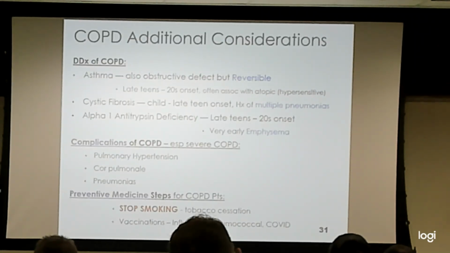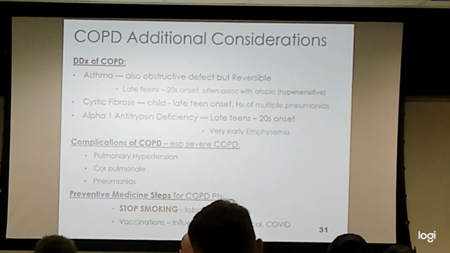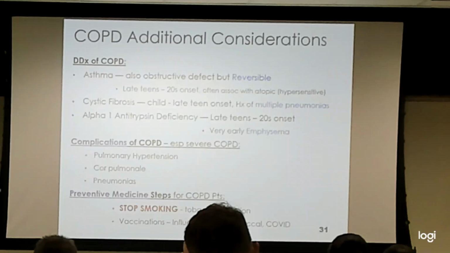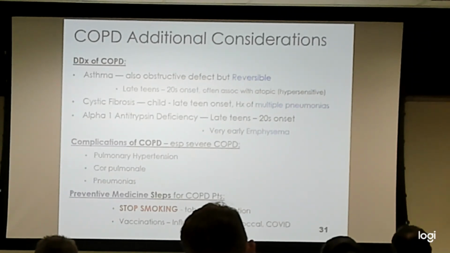There's just some real quick additional considerations. Here's a differential. Asthma, cystic fibrosis, alpha-1. Kind of already talked about this one. COPD complications, the things that we're trying to avoid is that pulmonary congestion, the pulmonary hypertension, cor pulmonale, and then the exacerbations, the pneumonias. They're much more highly set up for that.